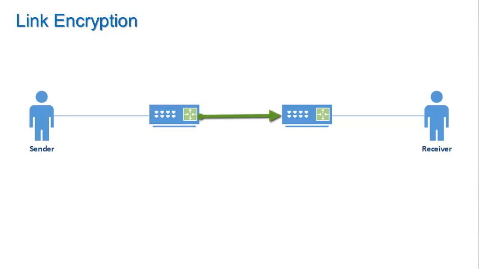In this model of network encryption, the contents of a message are protected while the message is traveling over each communications link, but the message is exposed and therefore susceptible to interception or modification at each intermediary node between the sender and the receiver.